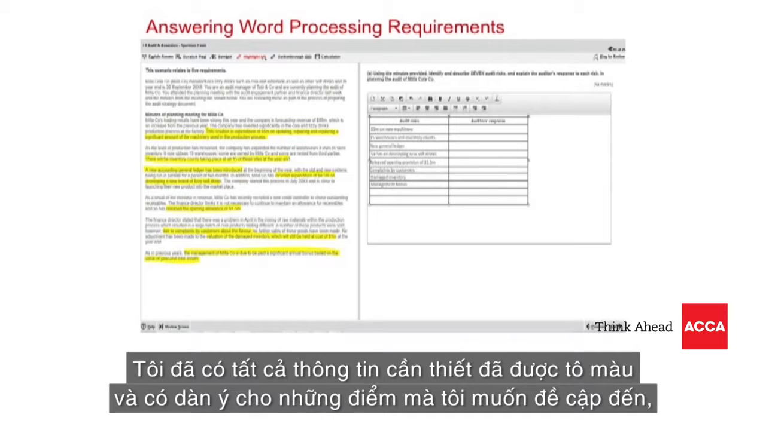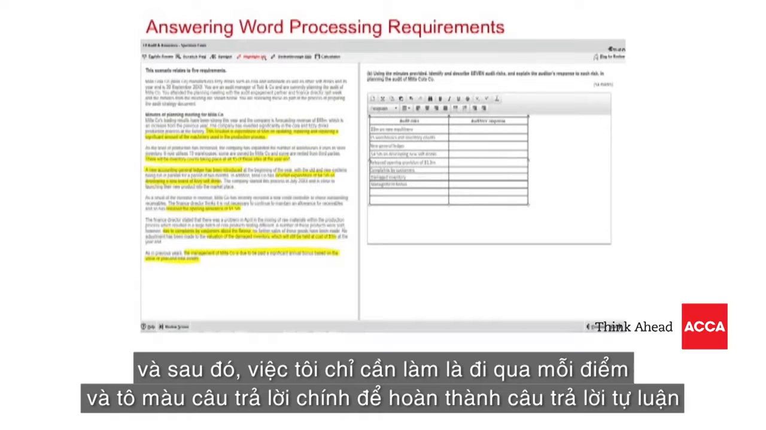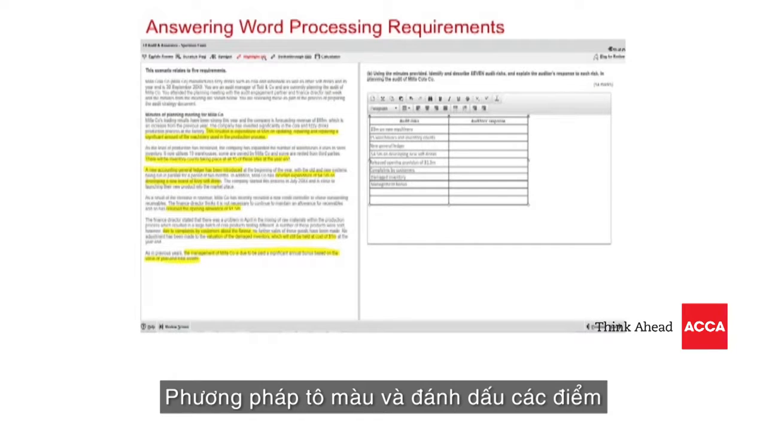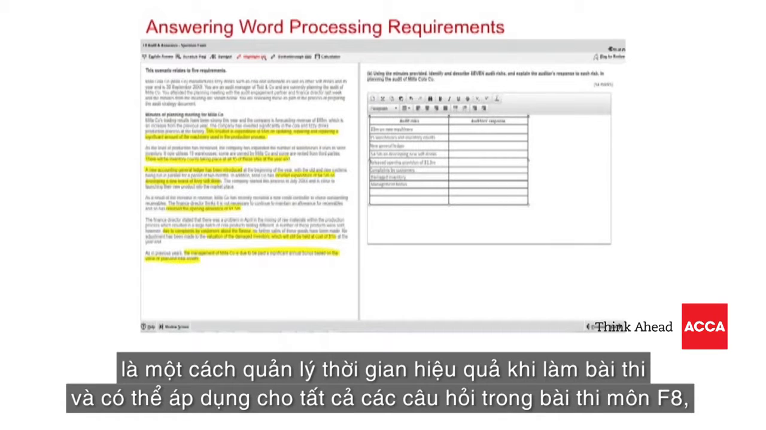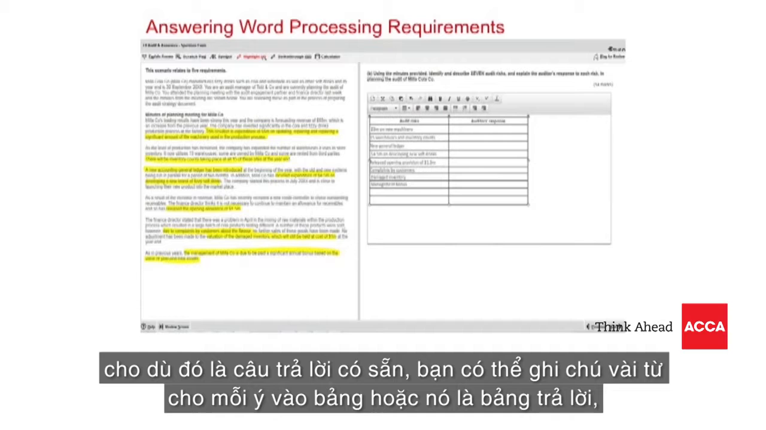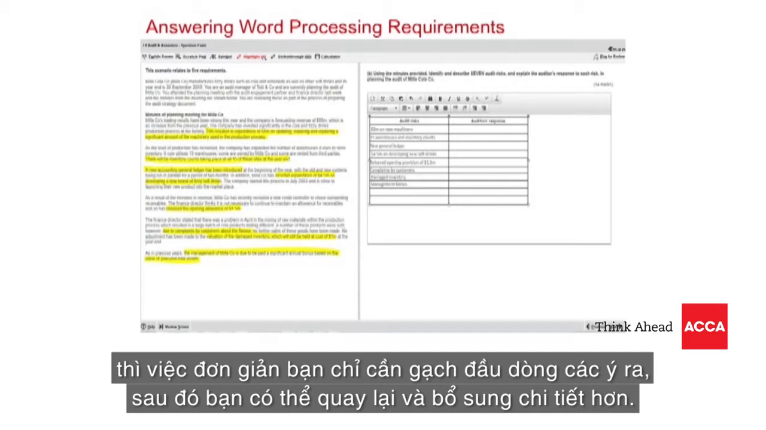I have all the necessary information highlighted, I have a draft plan for the points I want to cover, and now all I have to do is go through each point and develop this skeleton answer into a complete constructed response. This method of highlighting and noting the points is a very effective way of managing your time in the exam and can be used for all F8 questions. Where there is a pre-formatted response, you can note a few words for each point in the table, or where there is a blank response area, you can simply produce a few bullet points which you can then go back and supplement with more detail.